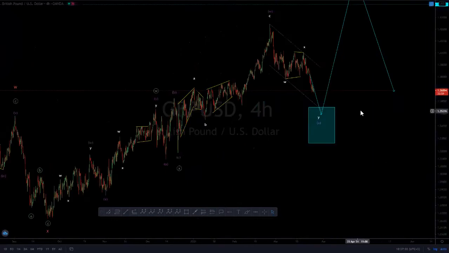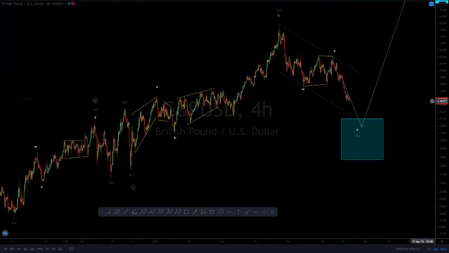Right, pound US dollar. This is one of the trades that we need to keep on our watch list. Unfortunately, I don't have any trade that we can execute anytime soon. I'm just forecasting this trade here. This is one of the trades that we have to look at.